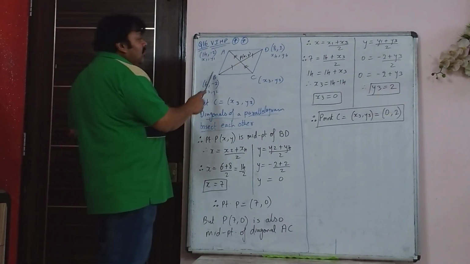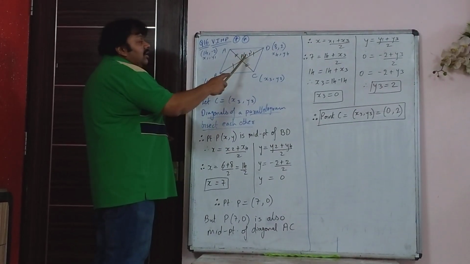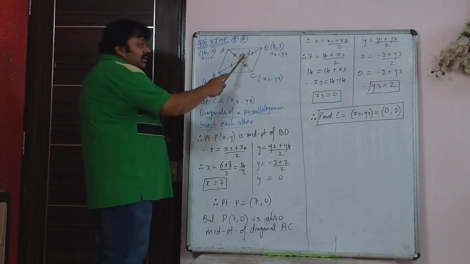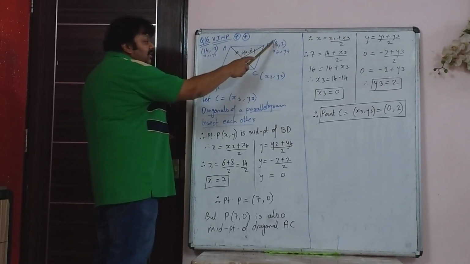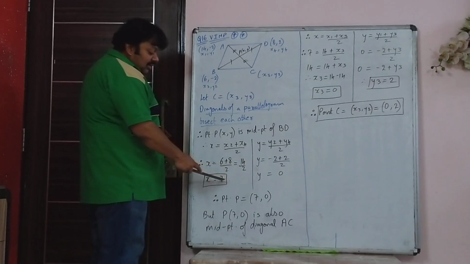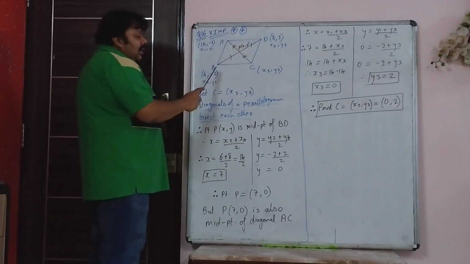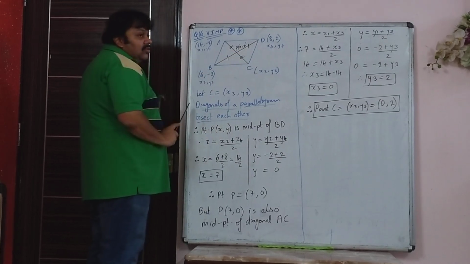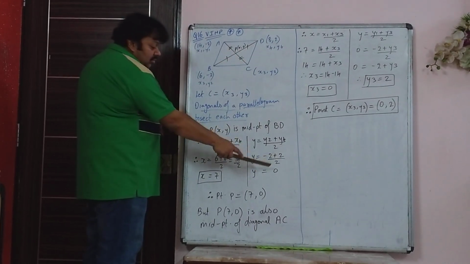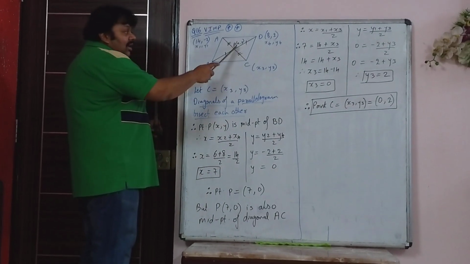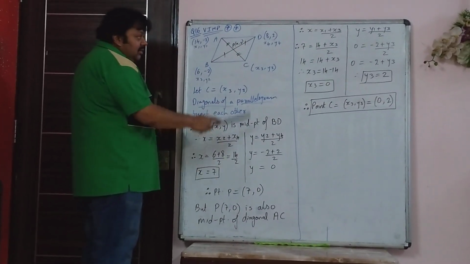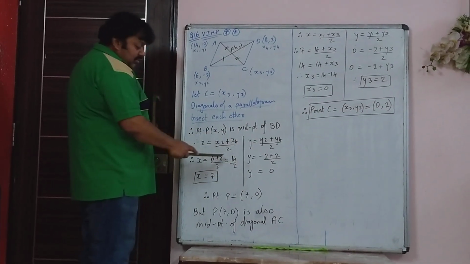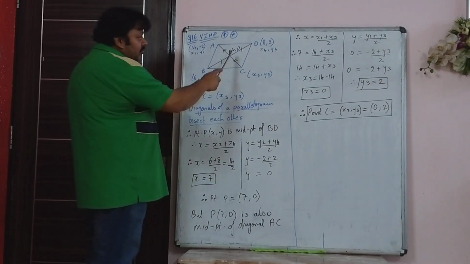Now since you know B and D, I can use the midpoint formula and easily find X and Y. X is (6 plus 8) upon 2, so 14 by 2 or 7. Y is (minus 2 plus 2) upon 2, so it is 0 by 2, that is 0. So I have first found P. Point P is (7, 0).